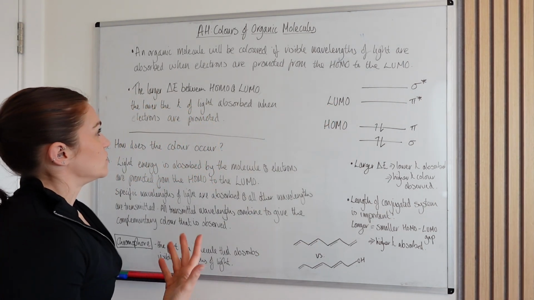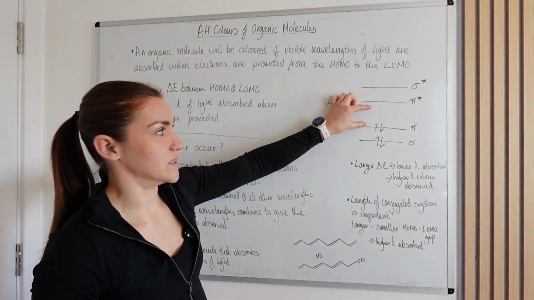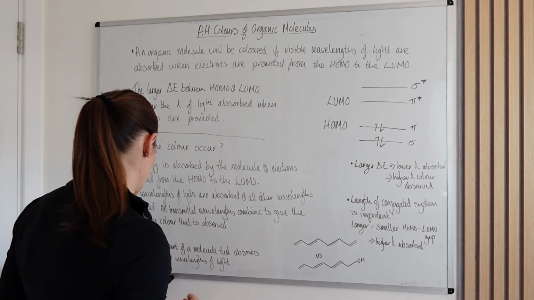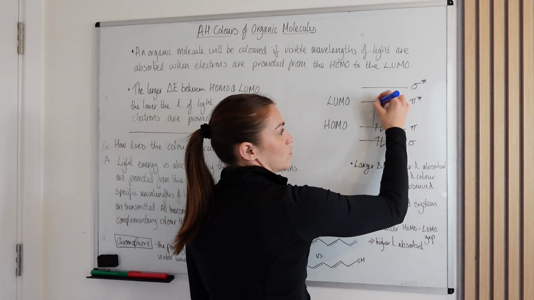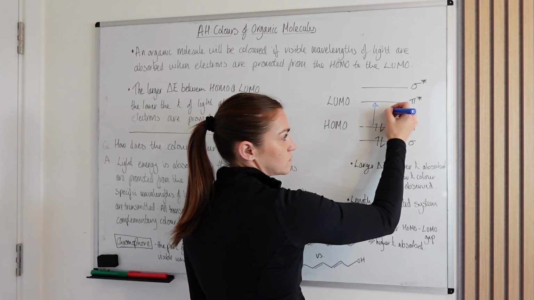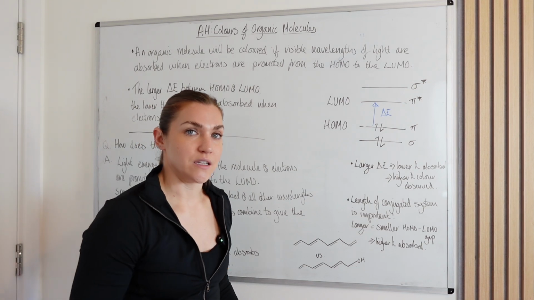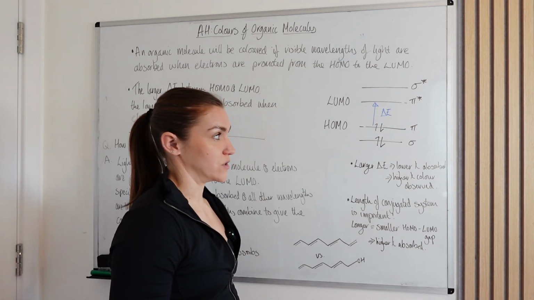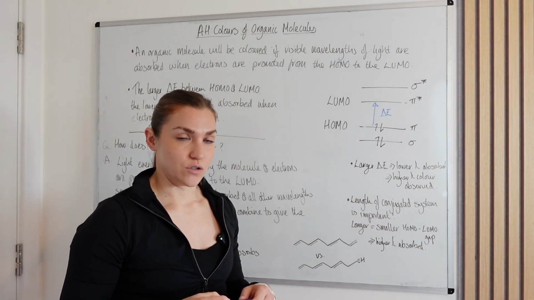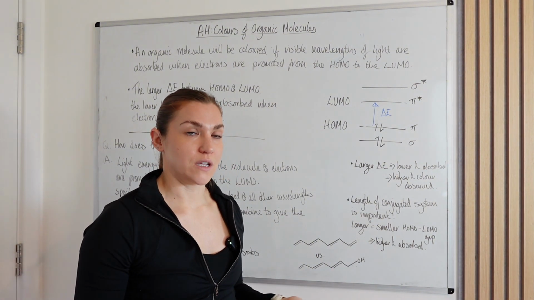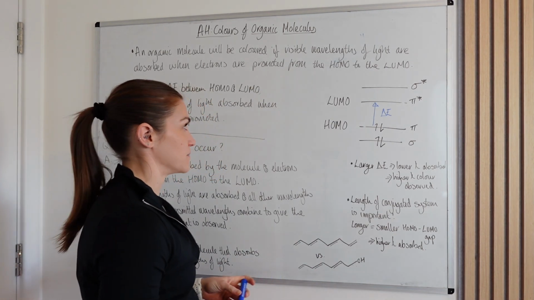Now when it comes to the colour of organic molecules, it's this gap here that is the important one, because that's where the electrons get promoted from and to. So electrons will get promoted from the HOMO to the LUMO, and that energy gap is the energy that is absorbed when those electrons get promoted. The wavelength that energy equates to will then determine what colour the molecule or the substance appears as.